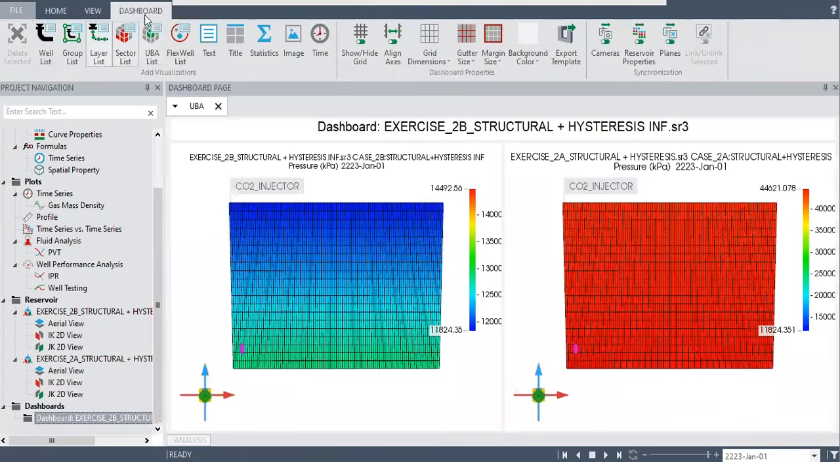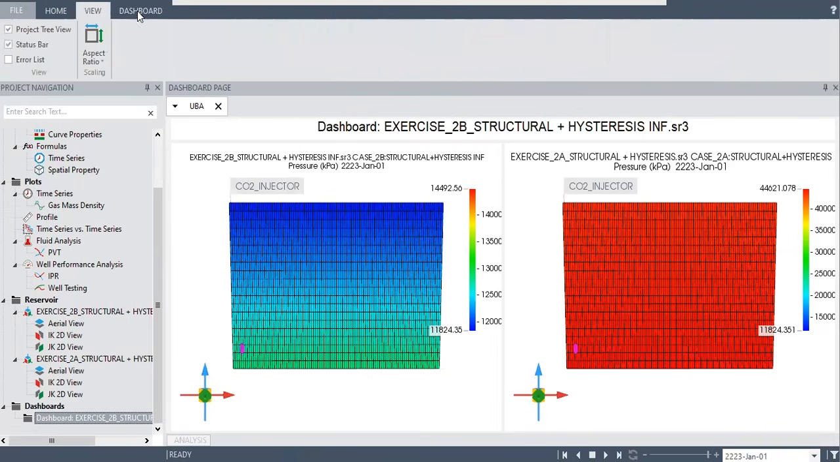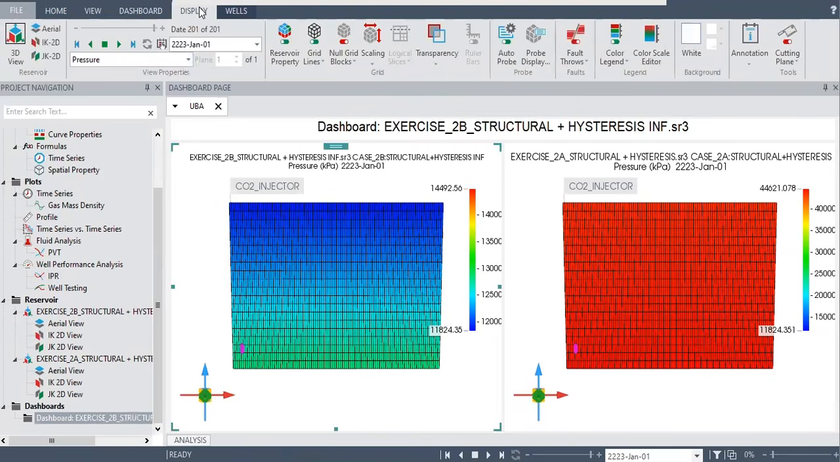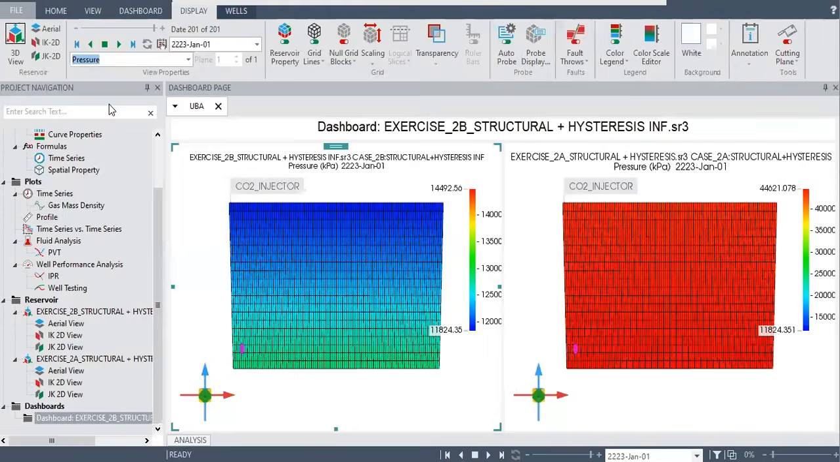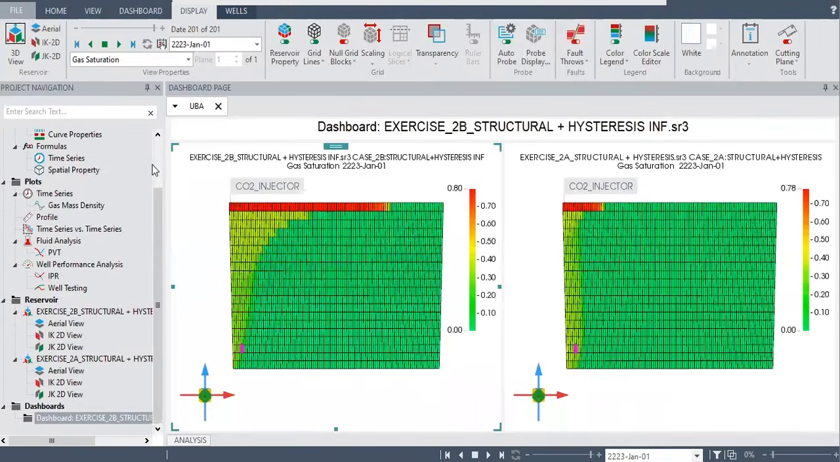But the most interesting comparison is, of course, in this case, the saturation, in my opinion. Okay. All right, there you go.